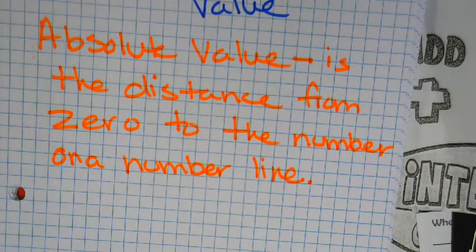Hence, this is the reason why we've been asking you about distance on your homework and your do nows, because it's going to come into play with today's math. So absolute value is the distance from 0 to the number. Okay?